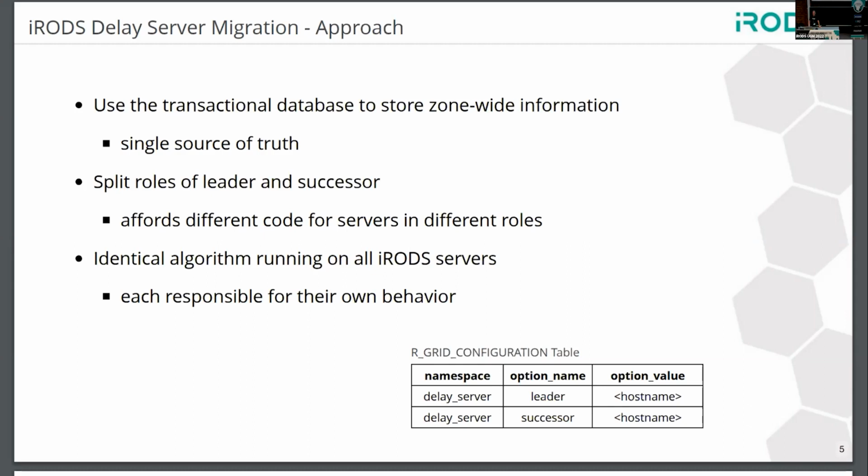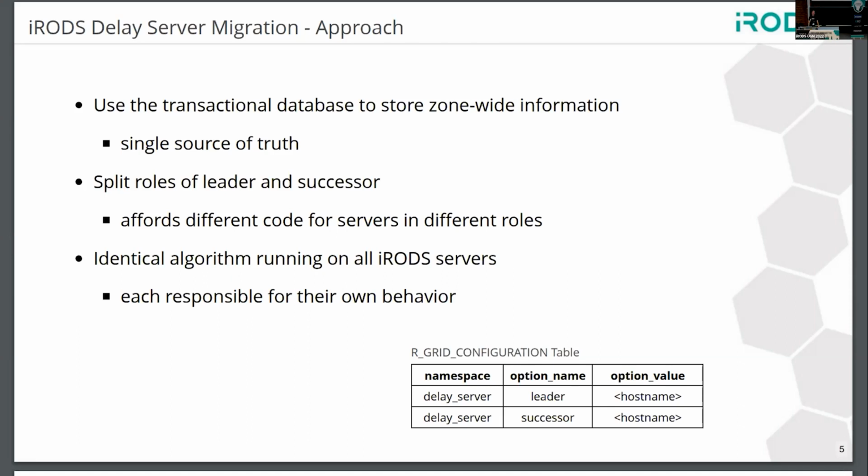We're going to split the role of the leader and the successor. That was due to the fact that the same code is running on all the machines. They have to be able to determine what role they want to be in and what they are in, and navigate the handing of the power to the next one, right? So different servers are going to run the same code, but come to different conclusions. So we have to have two different code paths, which means they have to have two different hats to put on. So we're going to store that in the catalog.